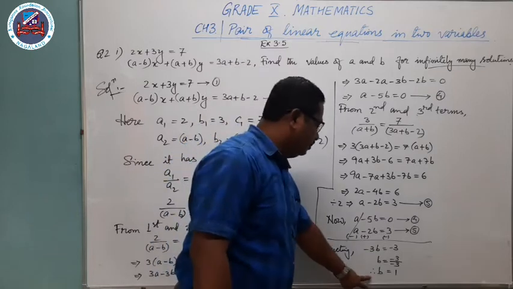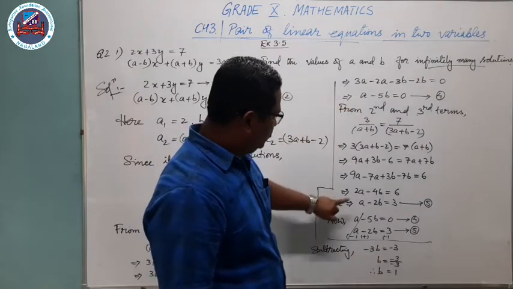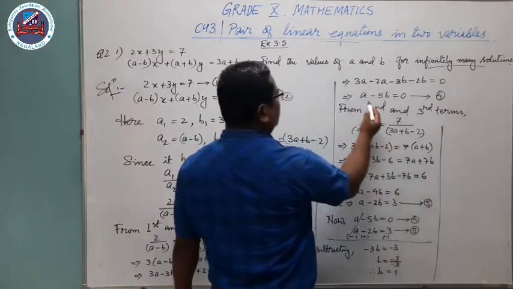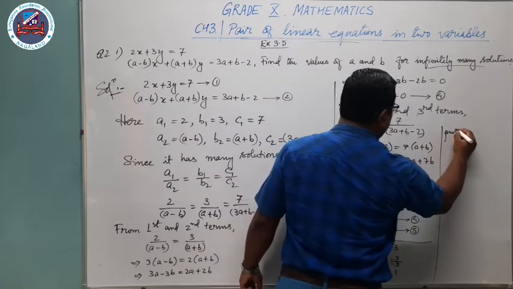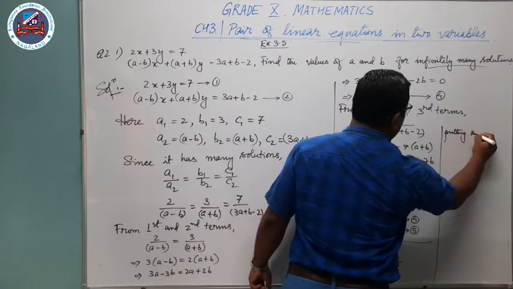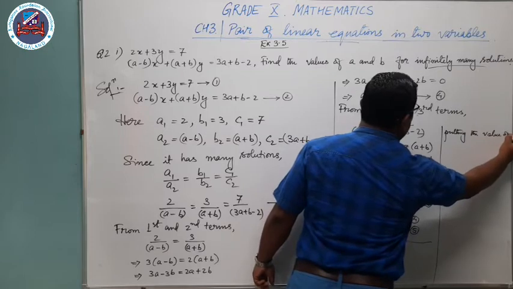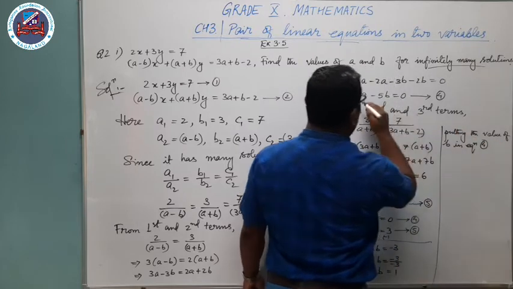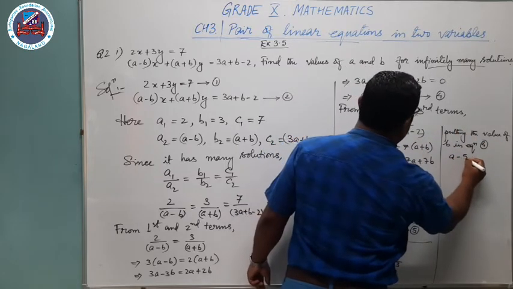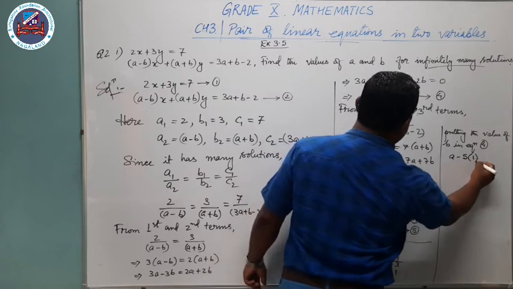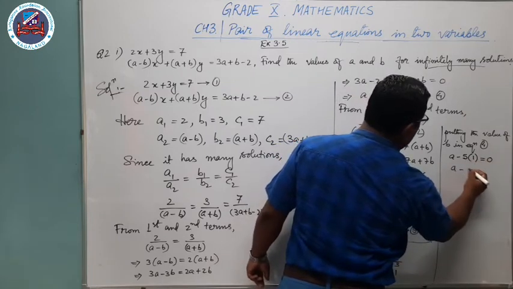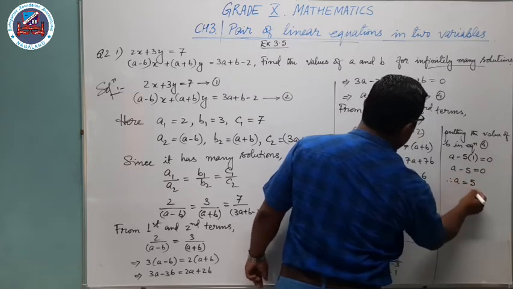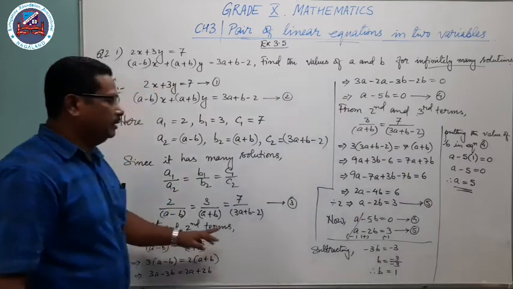Once you find out the value of b, put it in equation 4 or equation 5, then you will get the value of a. Here I will show you. Putting the value of b in equation 4. Suppose I am putting in equation 4. Here is a minus 5b. b is 1, is equal to 0. a minus 5 ones are 5, equal to 0. So a is equal to 5. Like this you can find out the values of a and b.